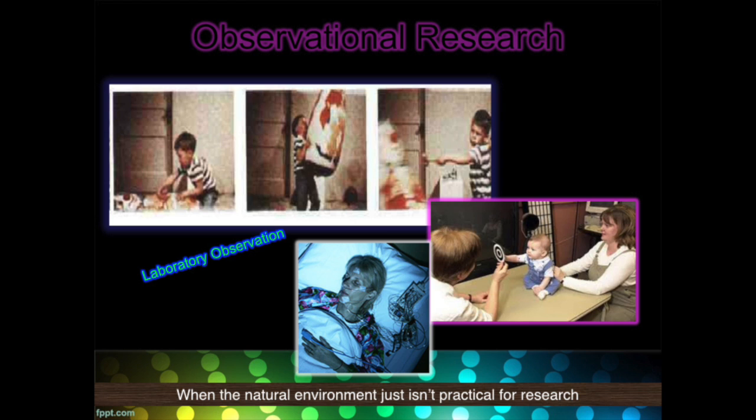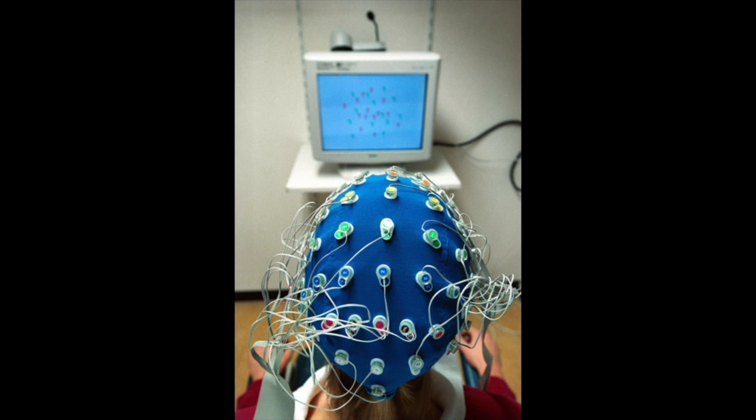And then the next type of descriptive research we're going to talk about is laboratory observation. And so we can research human behavior in a lab setting. Generally, we do this when the natural environment just isn't practical for research, meaning you need special equipment like MRI machines or PET scans or one-way mirrors, computers, EKG machines, etc.